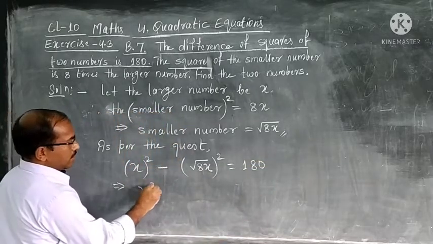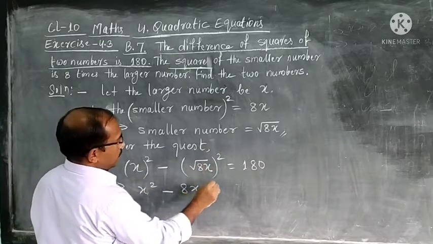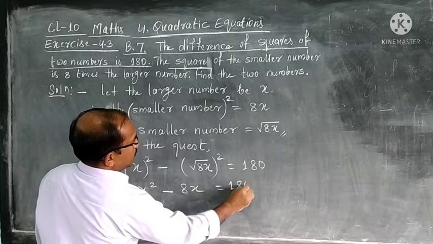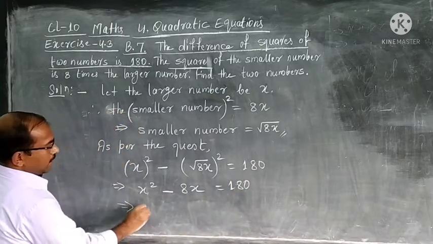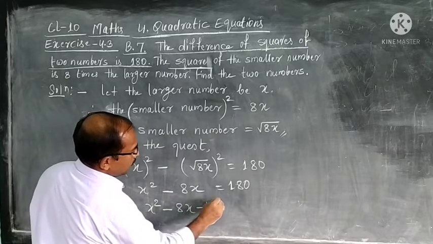Now, let us simplify. x square minus root 8x square, what will be? The root will cancel because of the square. So, we get 180. Very easily we are getting the equation x square minus 8x minus 180 equal to 0.